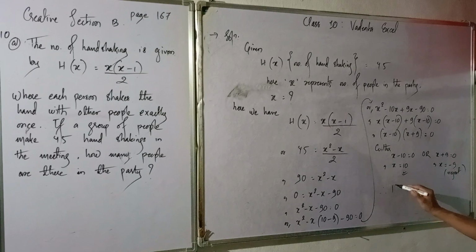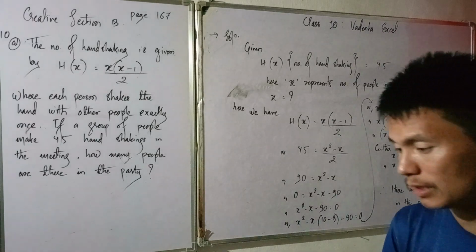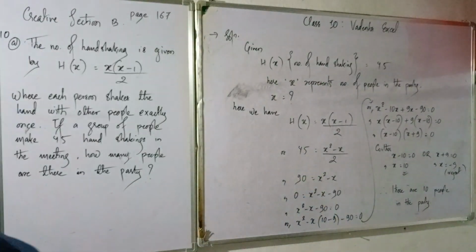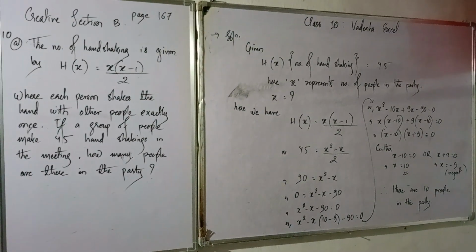Therefore, there are 10 people in the party. So this is done. Just like 10a, you can also do number 10b in the same way.